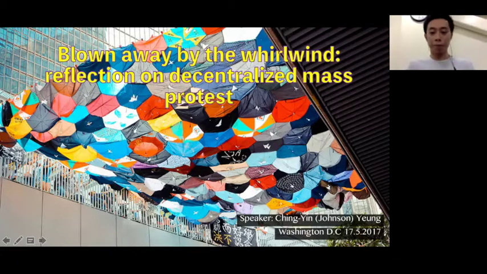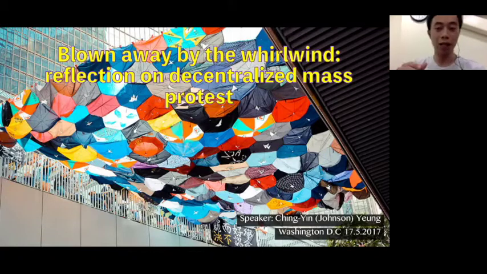Okay, so today we are going to talk about the Umbrella Movement, how organizers should respond to a more decentralized mass protest.